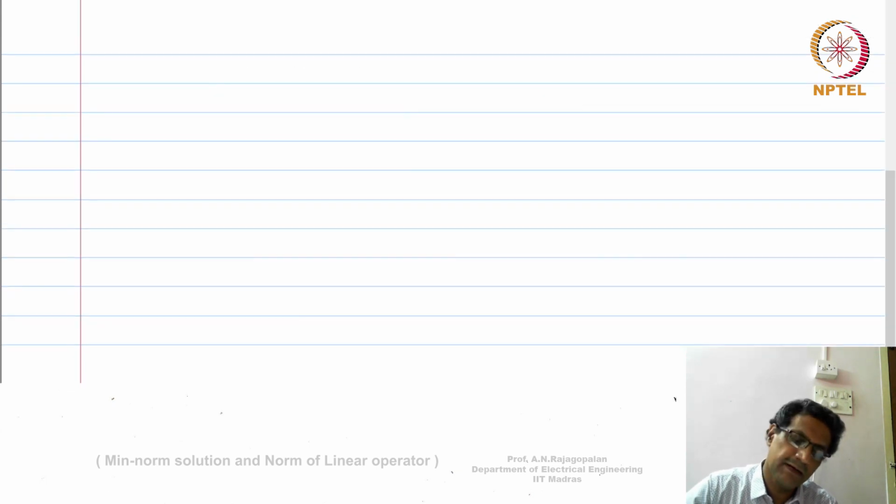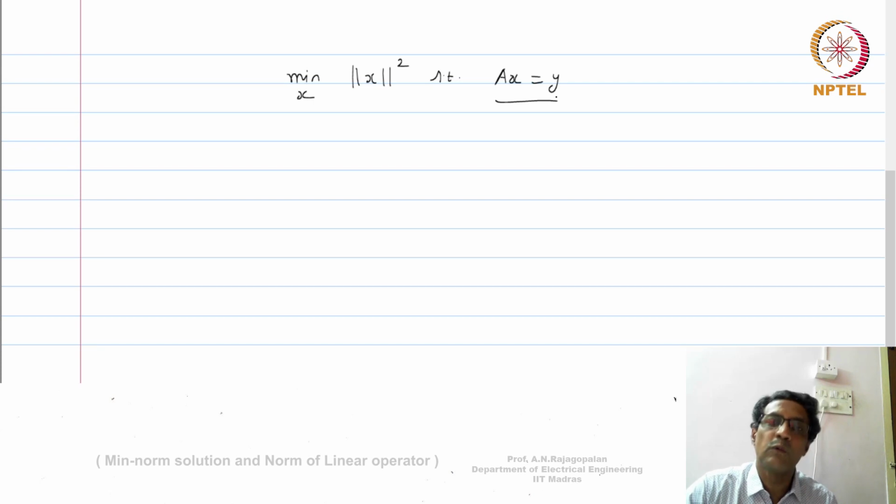Formally, to write this up, the min norm solution looks like this: minimize norm x squared, because we want this to be minimum, subject to Ax equal to Y. In this case we can satisfy this equality, because you know that a solution exists. Therefore, among the x's we want to pick the one that has the smallest norm such that when A acts on it, it gives you Y exactly.